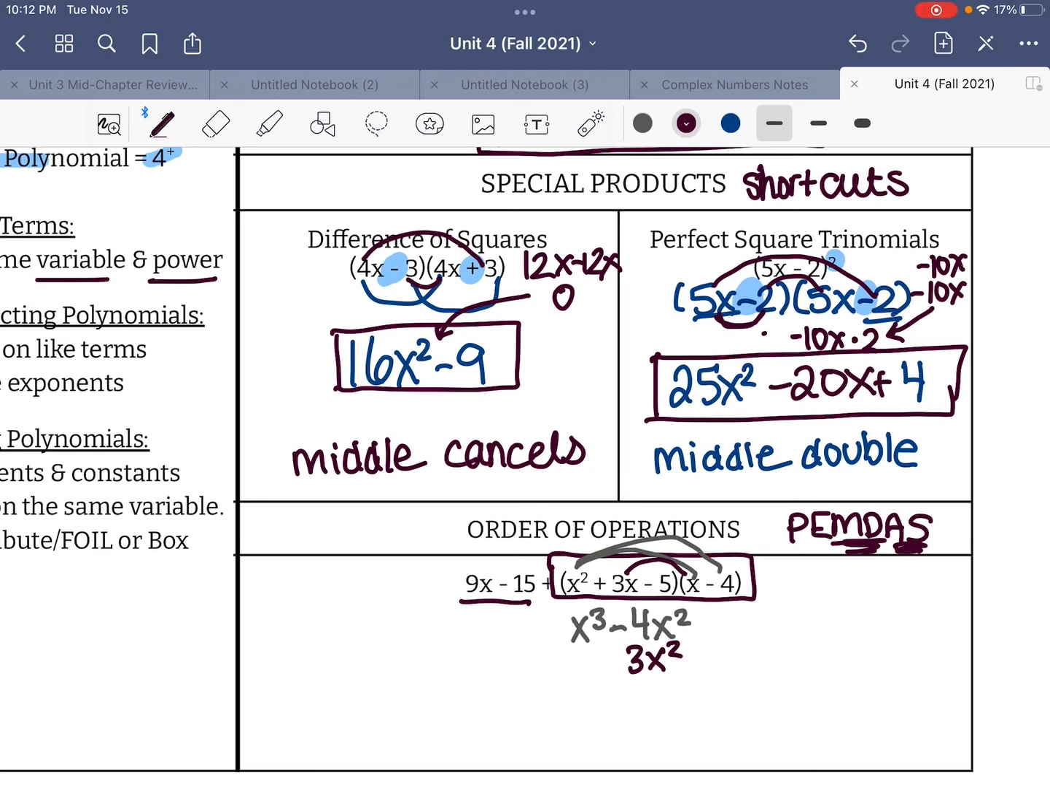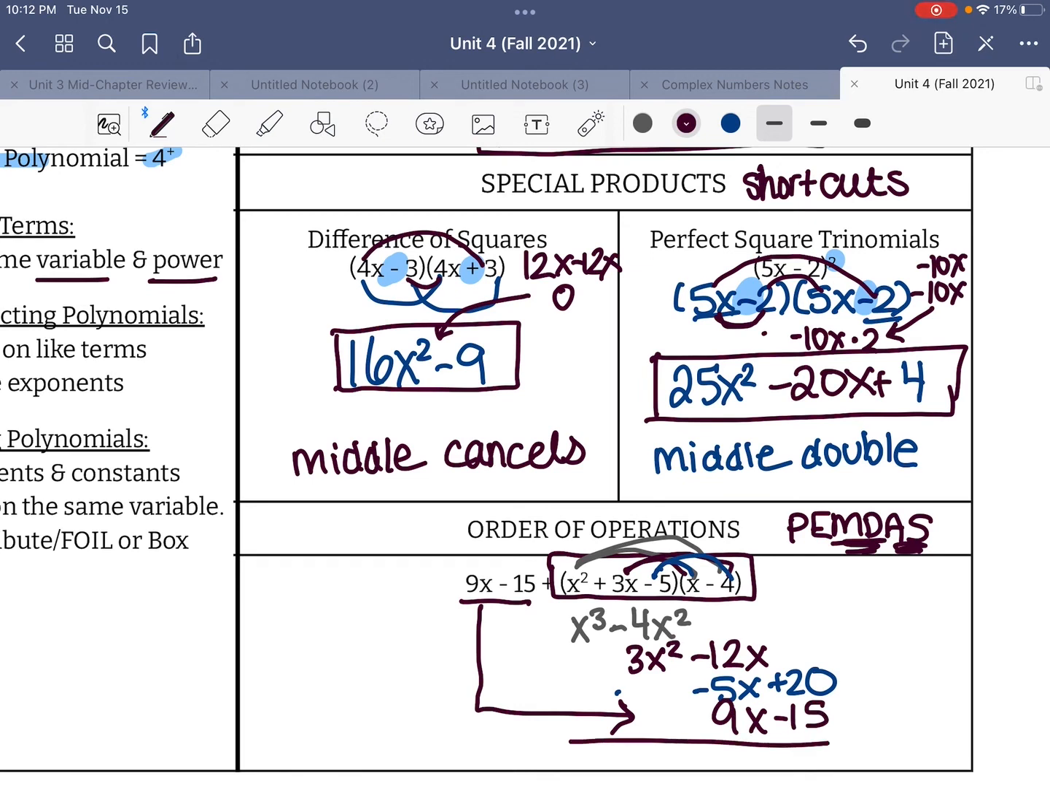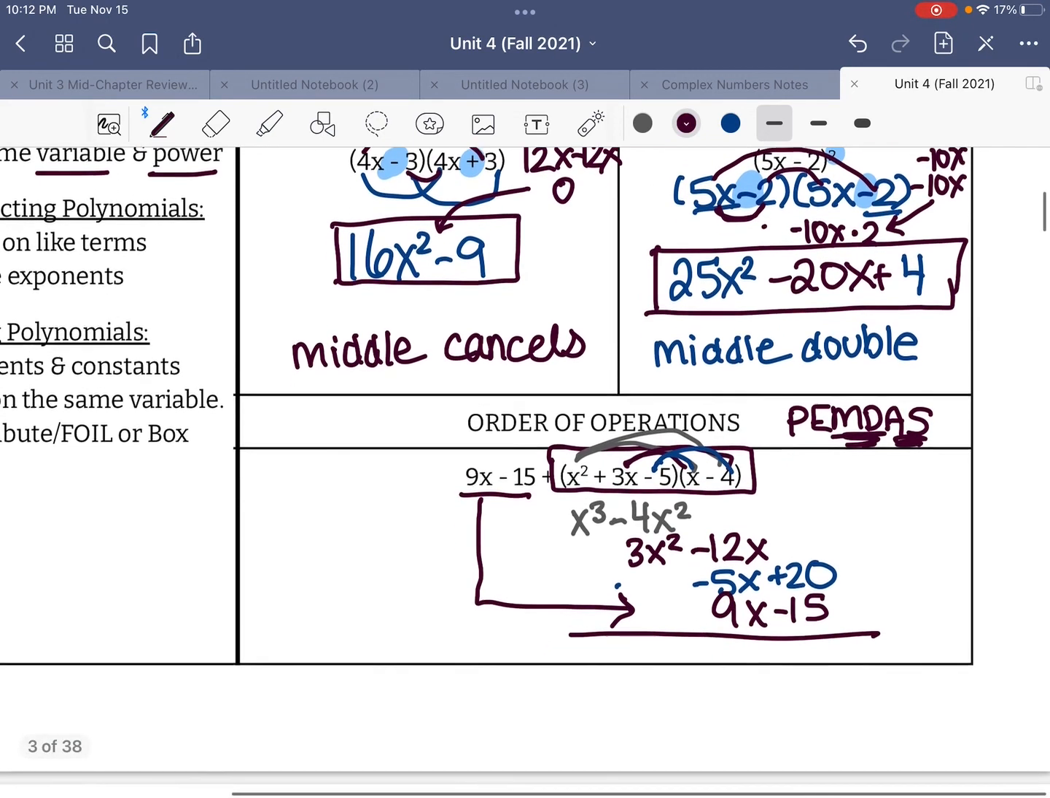Notice how I'm writing that underneath the other x squared. 3x times negative 4 is negative 12x. And lastly, negative 5 times x is negative 5x. And negative 5 times negative 4 is 20. Then I'm going to go ahead and bring this in and write it right here. And add all of that together.